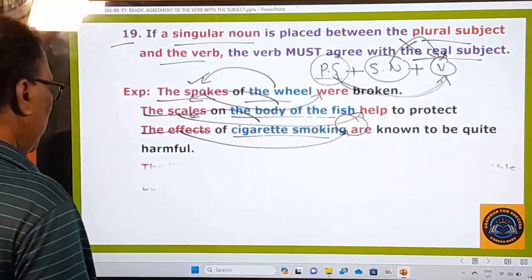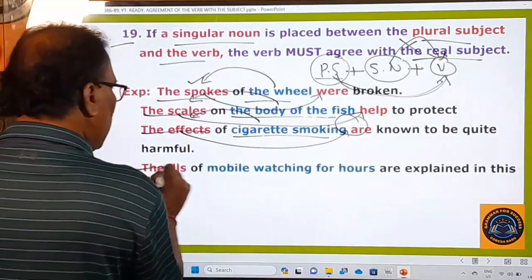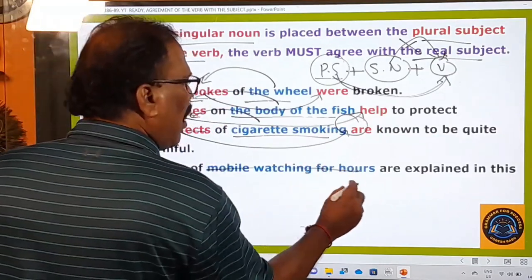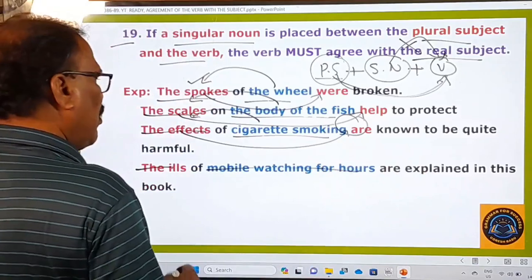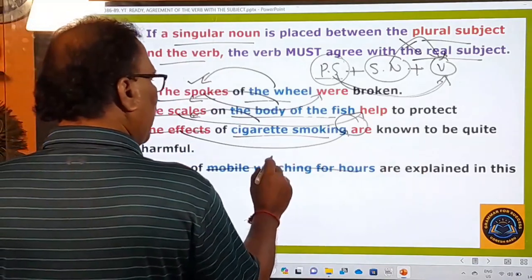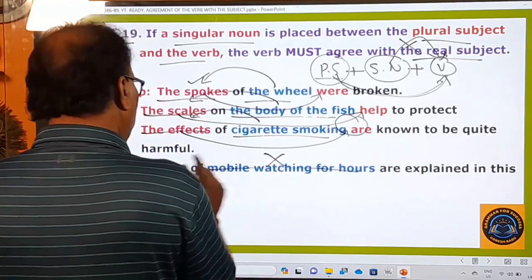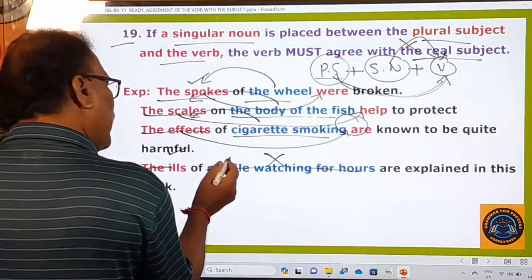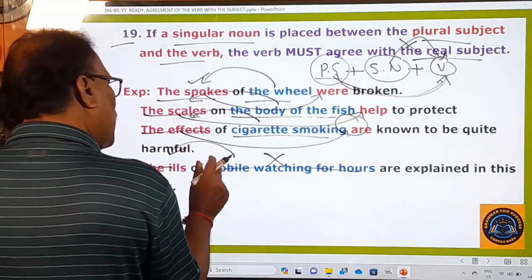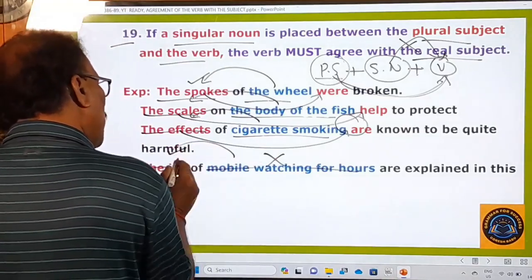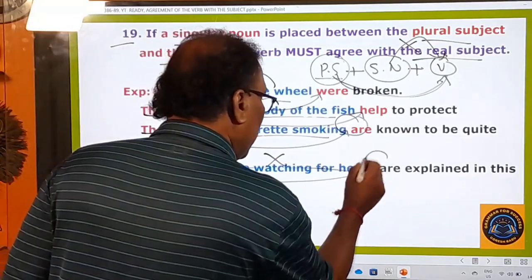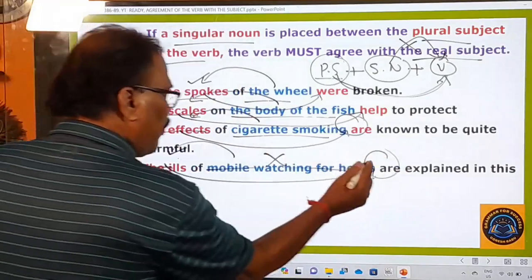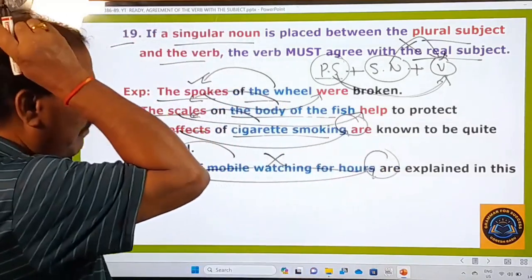Like that. And one more example is given here. The ills of mobile watching for hours are explained in this book. So here, what are you talking about? Not about the mobile watching for hours. We are not talking about this one, but we are talking about this subject. The ills of mobile watching, ills only we are talking about. And what is the subject? The subject is the real subject, and it is what? A plural subject, and a plural verb is used here.